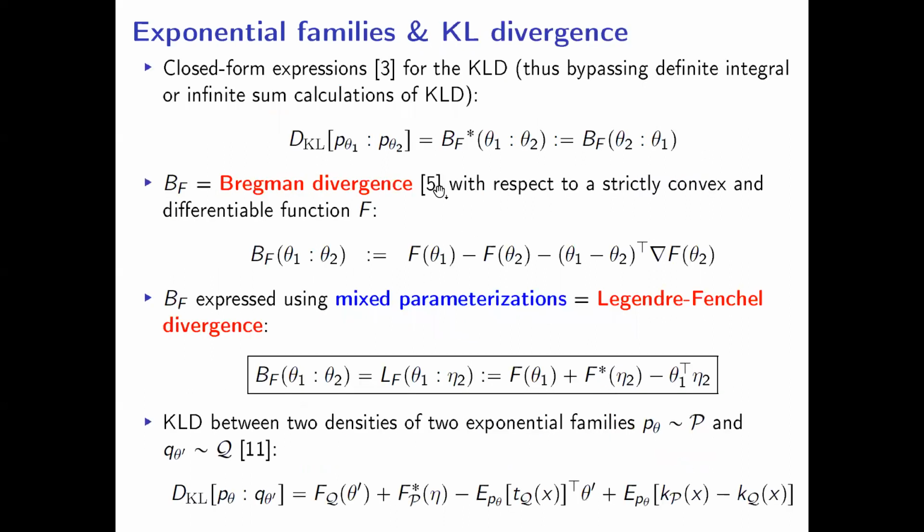So now it's very well known that the KLD between two densities of the same exponential family equals a reverse Bregman divergence. The reverse Bregman divergence is just the Bregman divergence with swapped parameters here. This is a very standard result. And the Bregman divergence is defined for a strictly convex and differentiable function by this quantity. If you use a mixed parameterization of natural parameter and moment parameter, then you get an alternative definition for the Bregman divergence, which is called the Legendre-Fenchel divergence, and which is given by this expression here. So here we have the natural parameter expression, and here we have the mixed parameterization for the Legendre-Fenchel divergence.